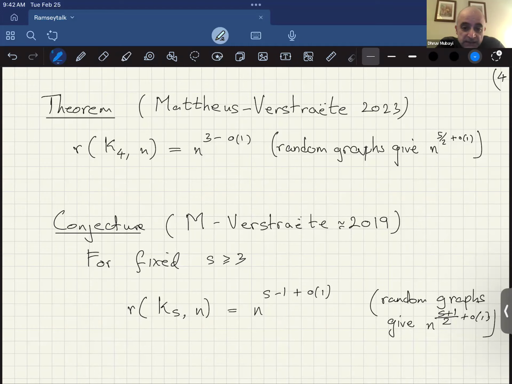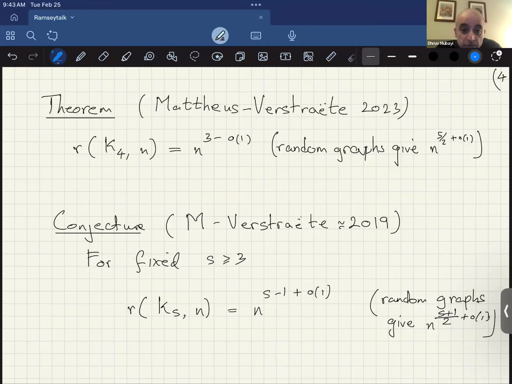But then in 2019, Jacques Verstraete and I had a paper where we put these kinds of problems in a different setting, where we related them to some questions in extremal graph theory, which suggested that the answer should be n to the s minus 1, which is the upper bound, and not n to the (s plus 1) over 2, which is the random construction. And this is my first example of what I said at the beginning: it's about the extent to which randomness plays a part in these Ramsey problems.